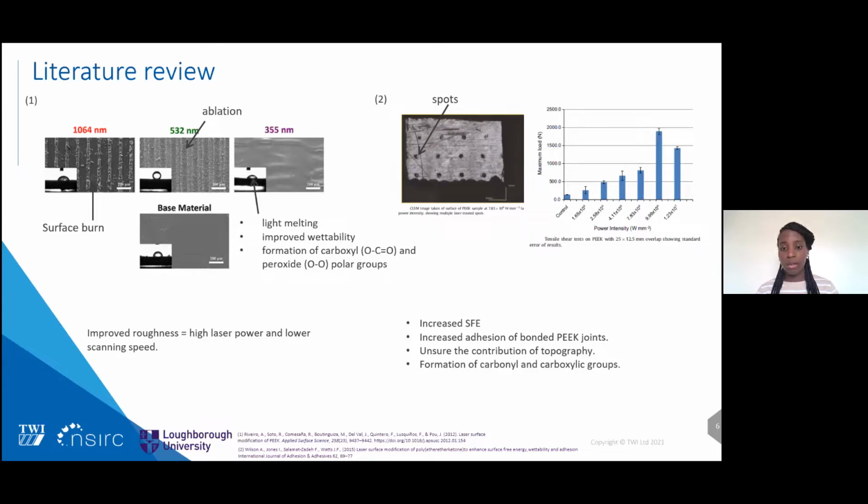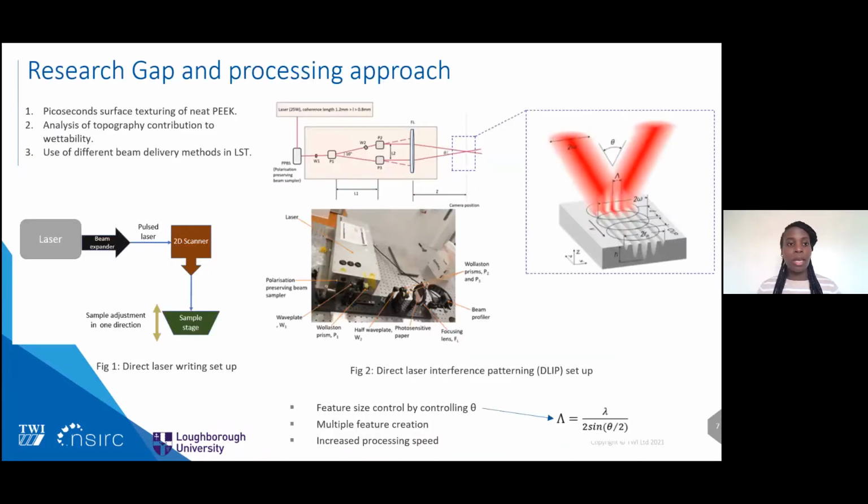It was also clear from the analysis that there was formation of some polar groups on the treated surface that gave improved weldability. However, it has been unclear from literature what the contribution of topography is to weldability control. Therefore, my research is focused on analyzing what the topographical contribution is to weldability, which I will be doing using the picosecond laser because of the pulse duration I mentioned earlier in my presentation. I will also be exploring the use of different beam delivery methods.